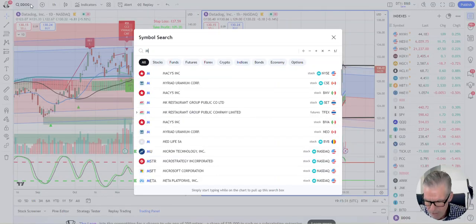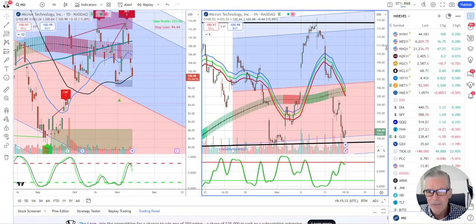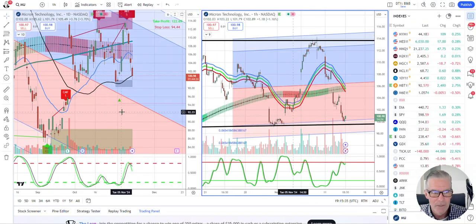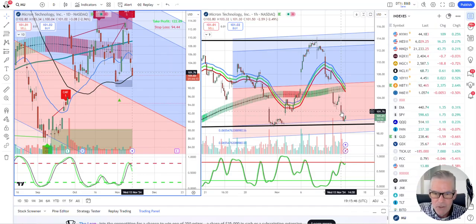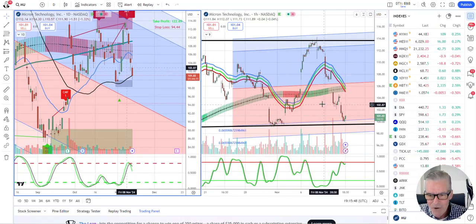Let's take a look at MU. Yeah, pretty much the same thing with MU. Maybe it's a little wider, but it is a trading range nonetheless. And we are down here at the bottom. We've had a couple of little sticks to the upside. So MU could be making a move back higher off of support.